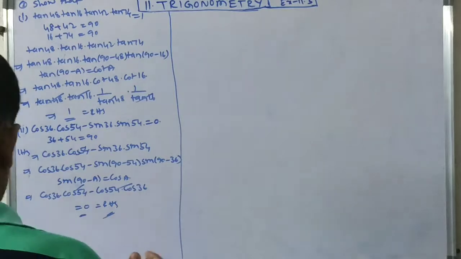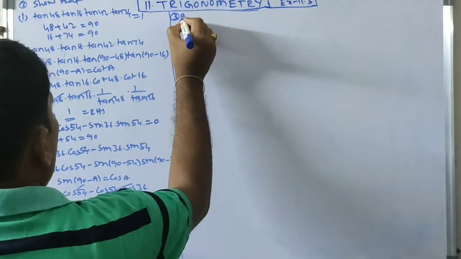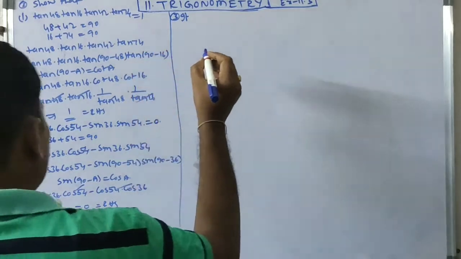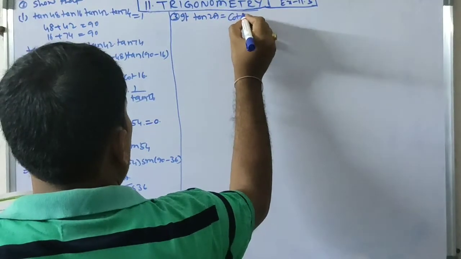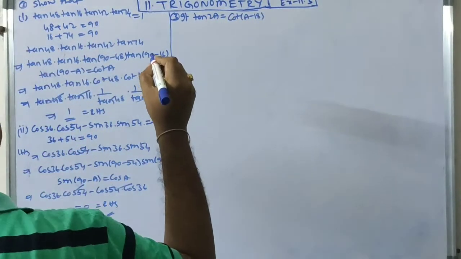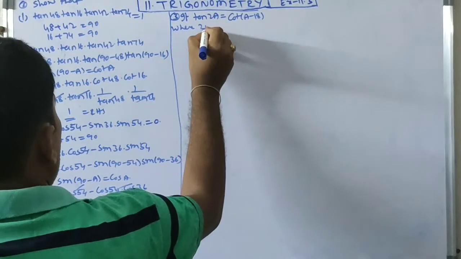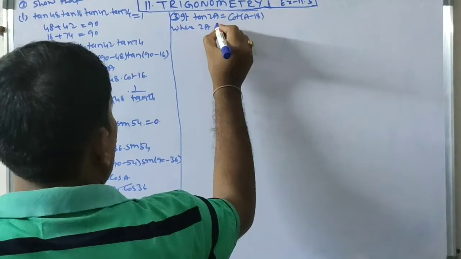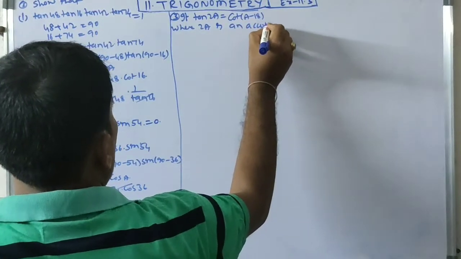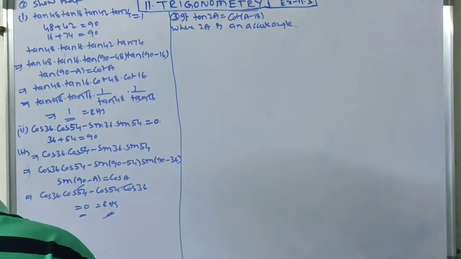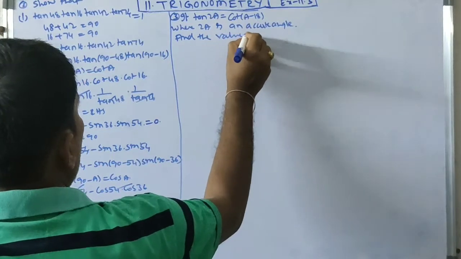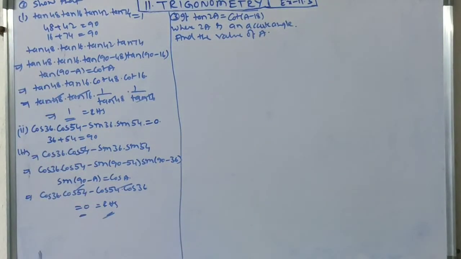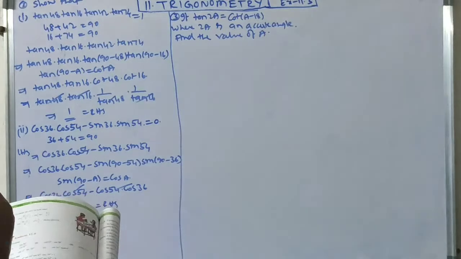Question number 3. If tan 2A equals cot of (A minus 18), where 2A is an acute angle, find the value of A. So tan 2A equals cot of (A minus 18), where 2A is an acute angle. Find the value of A.